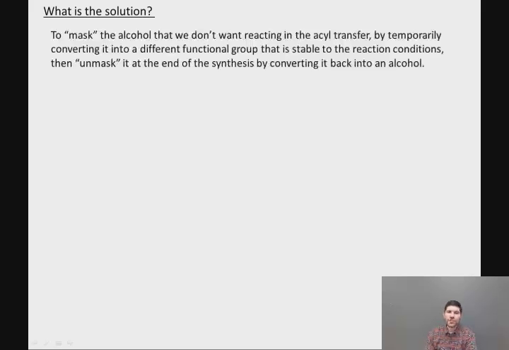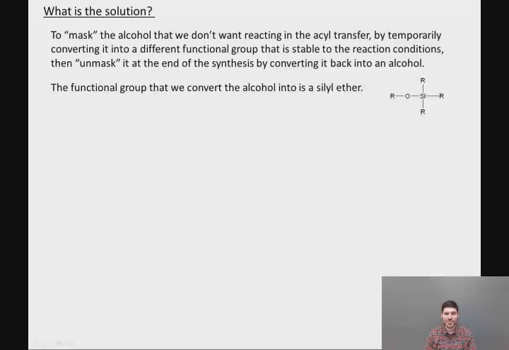So what is the solution? Well, the solution is to mask the alcohol that we don't want reacting in the acyl transfer by temporarily converting it into a different functional group that is stable to the reaction conditions, and then unmasking it at the end of the synthesis by converting it back into an alcohol. Okay, sounds simple. How do we do this?